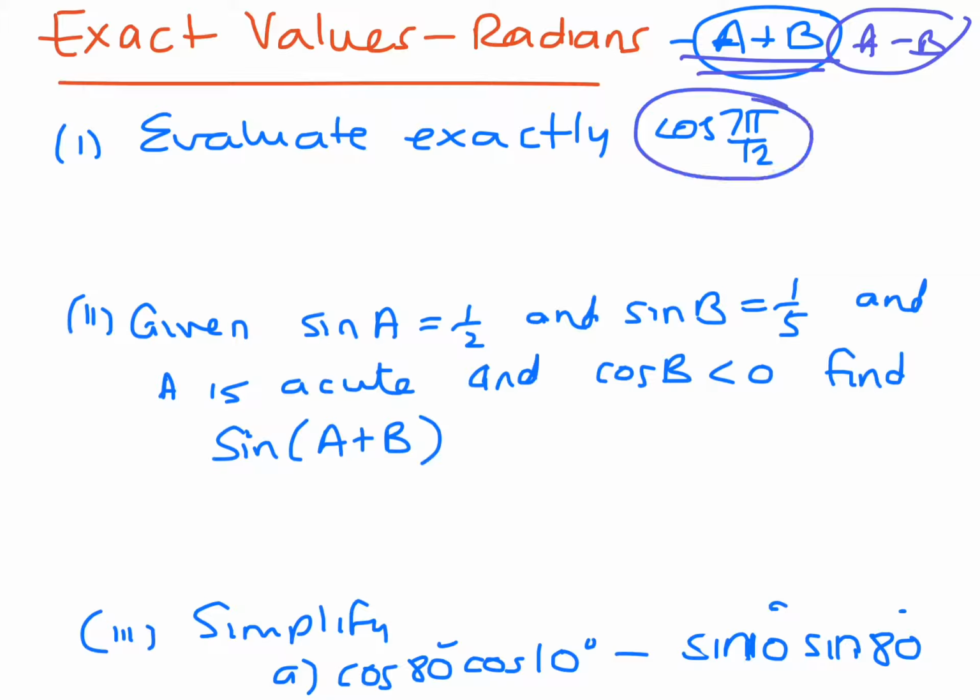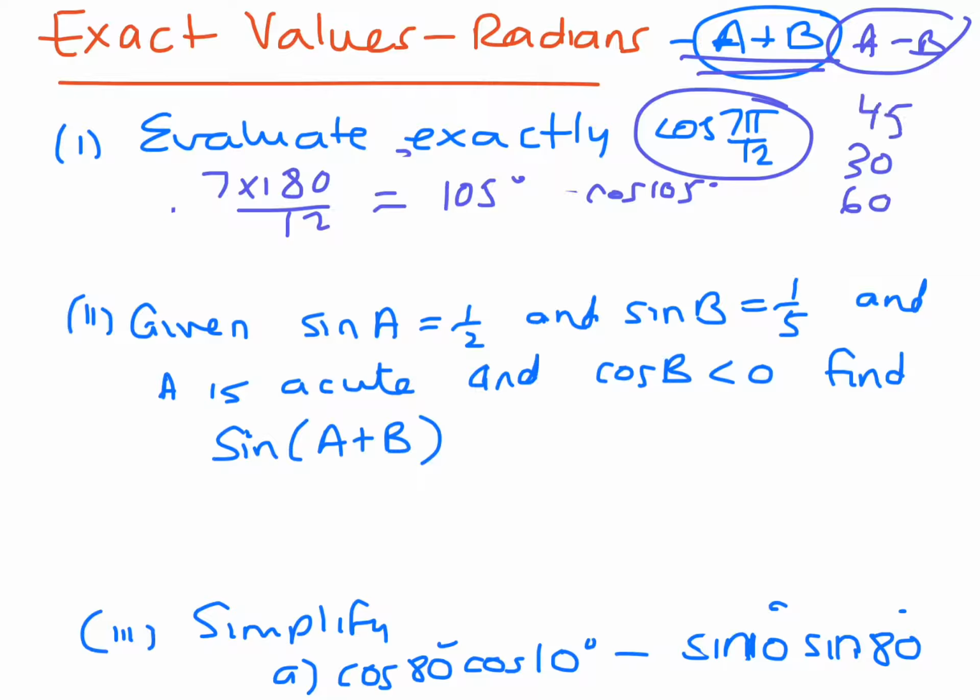So if we want to find cos of 7 pi on 12, that's 7 times 180 on 12. Basically, what angle is that? Put that into your calculator, and you end up with 105 degrees. So it's cos of 105 degrees. Now, which exact angles is that a combination of? It would be the 60 and 45, because 60 plus 45 would give you 105.